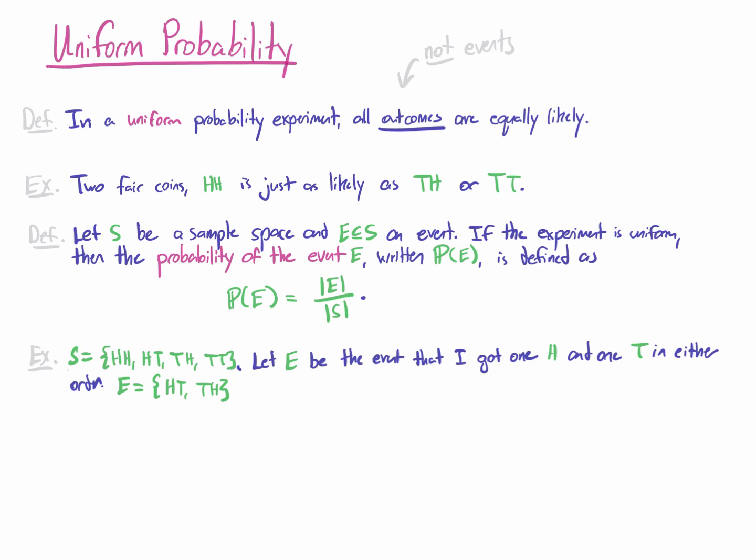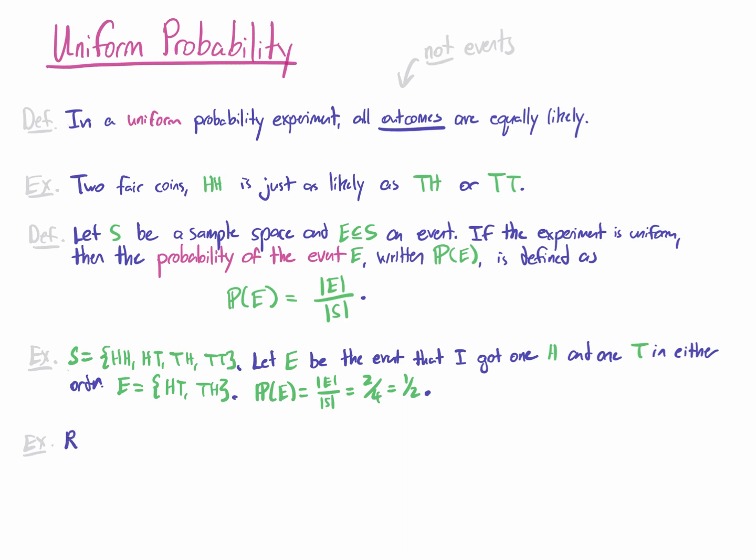Okay, so in this case, I can ask myself, the probability of getting one heads, one tails in either order, well, that's equal to the cardinality of E divided by the cardinality of S, which is equal to 2 divided by 4, or 1/2. So the probability of this event that I got one heads and one tails, order doesn't matter, is 1/2.